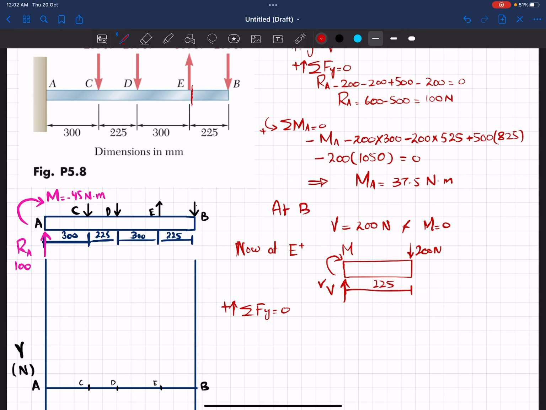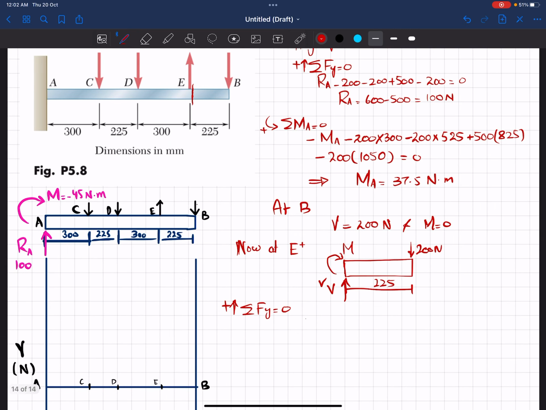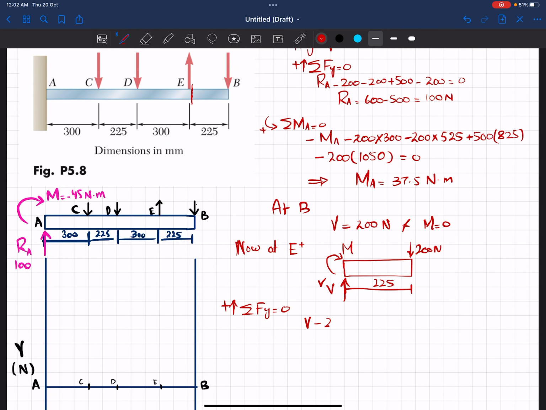Okay, so you can see V is upward, so V is positive, minus 200 Newton, which is acting downward. So their sum must be equal to 0. So from here you can get V is equal to 200 Newton. We will apply the moment condition.